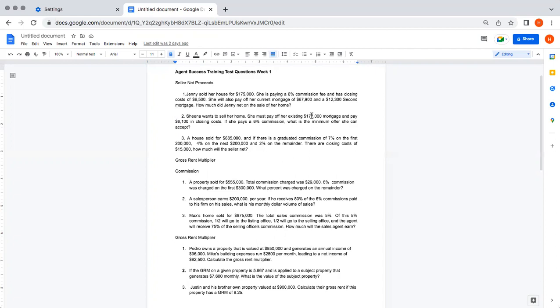So just reading the problem, Jenny sold her house for $175,000. She is paying 6% commission fee. I always read the question in its entirety to make sure that I understand all the components of the question, and then I'll start parsing it out to the different lines that I want to create for this type of question. And this is something that I recommend you do when you're studying for the tests and studying these types of questions: come up with a way that you do these problems. That way, when you run into a problem, you already have in your mind how you want to go through the problem when you're taking a test.